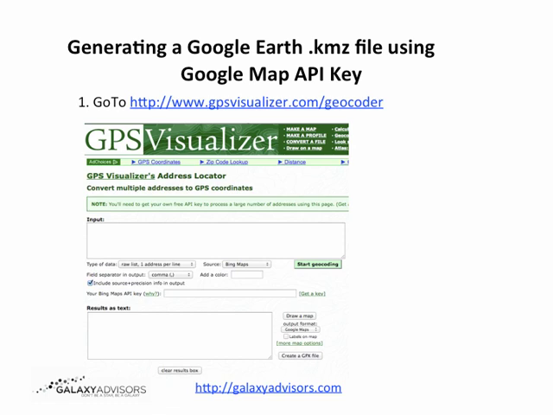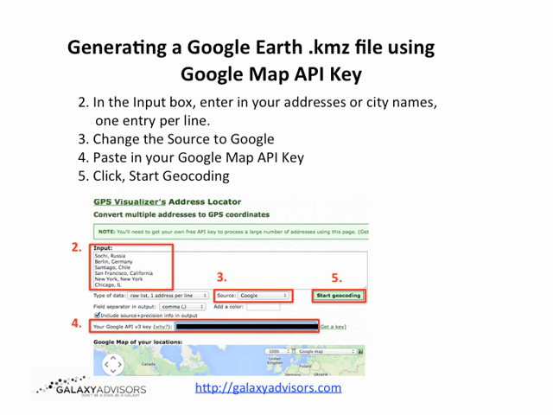Now that we have our map key and we've enabled the JavaScript version 3, we're going to go back to the GPS Visualizer Geocoder page here, and we're going to input our city names and go through the process and finally create our Google Earth map. So in step 2 here, in the input box, enter your addresses or city names, one per line. And I've had here a number of cities that were part of the Olympics here this past winter in Sochi, Russia.